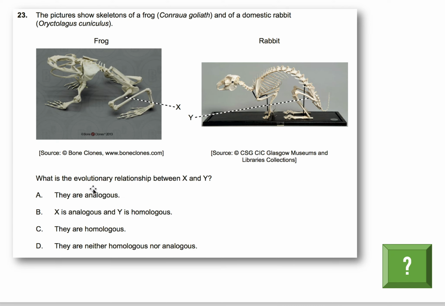So an example of analogous would be a bird's wing and an insect's wing. They're both made for flying, but if you look at the structure, they have a completely different structure. Okay, this is very important, the difference between these two. So a frog and a rabbit, their legs have a different purpose, but they have a similar structure, so we call it homologous. So the answer is going to be C.